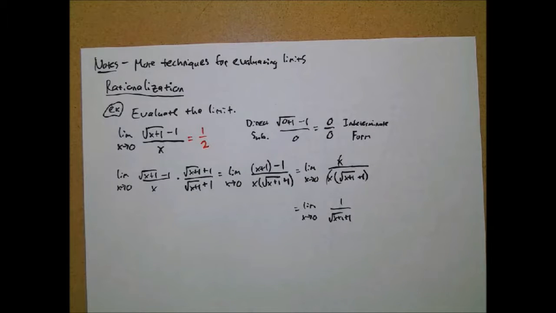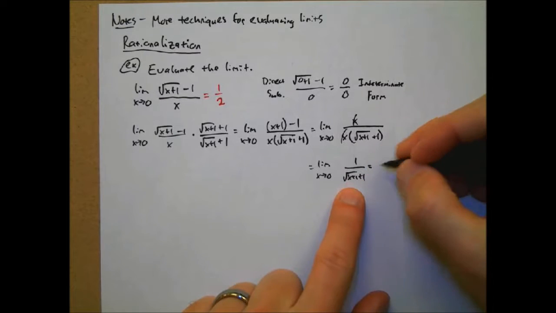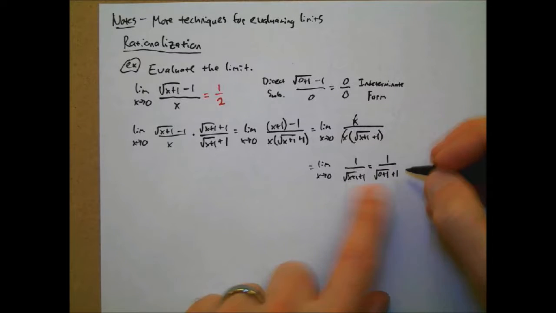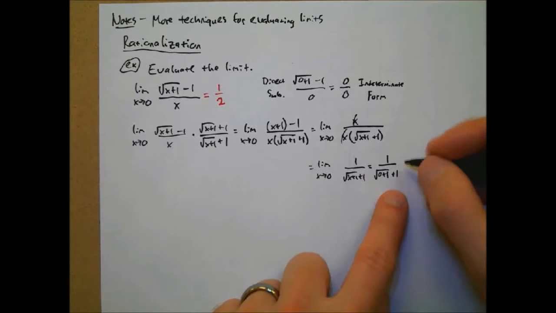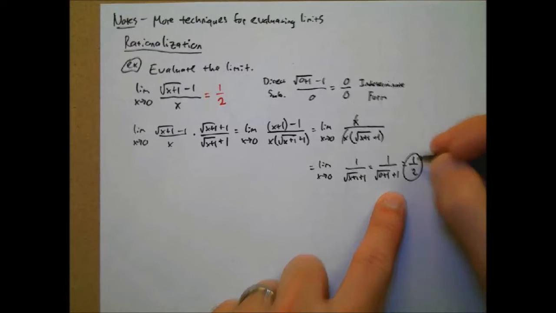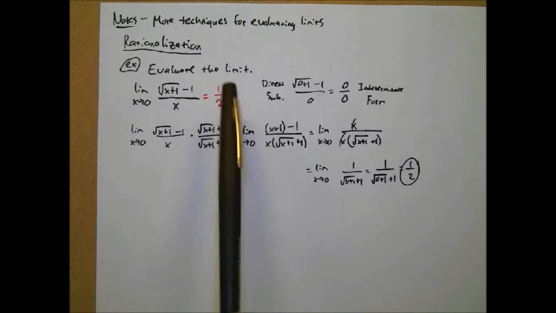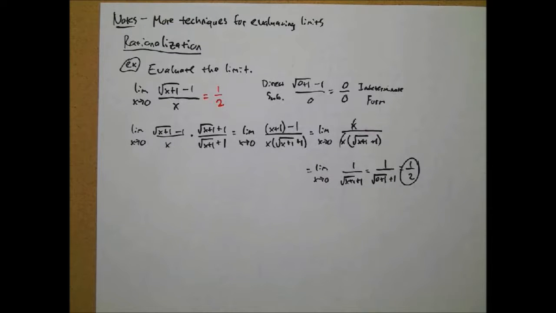What do you think we should do from here? Substitute in the 0. 1 over root 0 plus 1 is root 1. Root 1 is 1, so 1 plus 1 gives us 1 over 2. See? Instead of just typing stuff in our calculator, we can take 1, 2, 3, 4 steps and get the same answer.